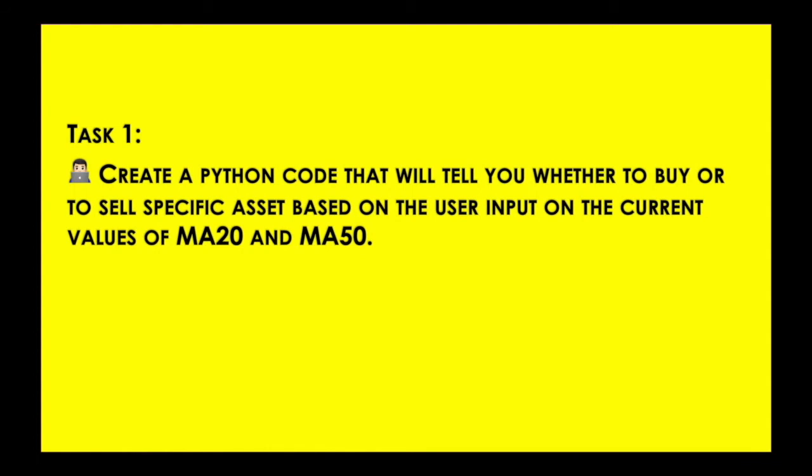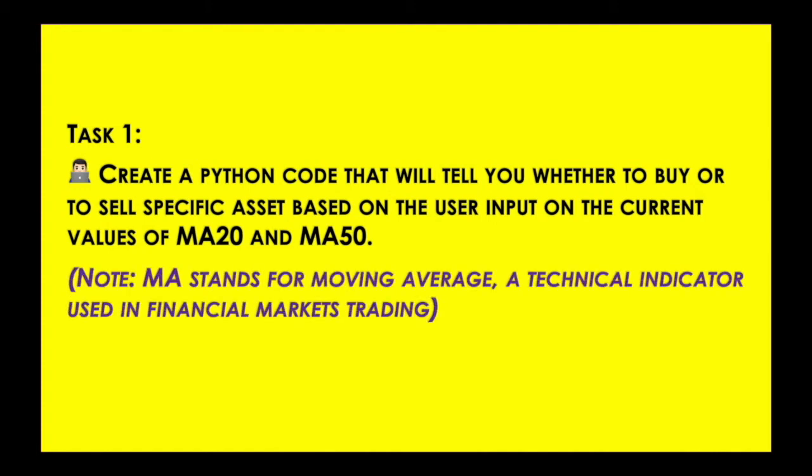So for the first task, since this is a playlist in line with the preparation for our algorithmic trading, our first task is to create a Python code that will tell you whether to buy or to sell a specific asset based on the user input on the current values of MA20 and MA50. Note, for non-traders who are watching this video, if you are trying to learn Python on your own, MA stands for moving average, a technical indicator used in financial markets trading.